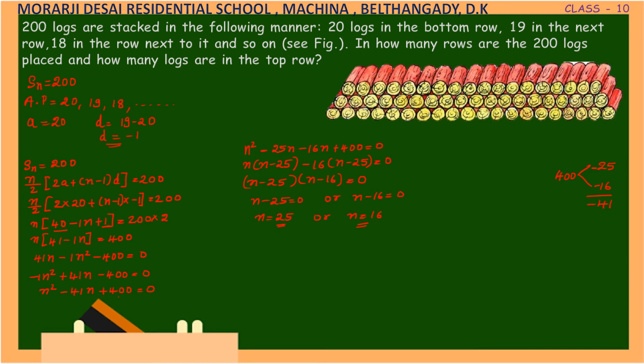That is, in how many rows are the 200 logs placed? 200 logs are placed in 25 rows or in 16 rows. And after that, how many logs are in the top row? If n is 25, there are 25 rows. So if n is equal to 25, then what is the number of logs in the 25th row? That is a25 is equal to a plus 24d. What is a? a is 20 plus 24 into minus 1, that is 20 minus 24, which is equal to minus 4. We can't place minus 4 logs in the 25th row. It is a negative number, so n is not equal to 25.